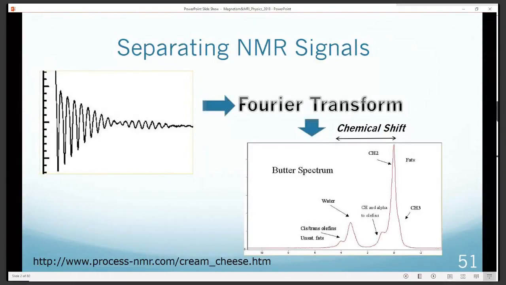And so you can separate signals from different frequencies, and NMR was first used to separate signals that had different chemical signatures. So here's the free induction decay signal, which has a very strong beat pattern. It's really two frequencies beating against each other. And you do the Fourier transform and you see it's mostly signal from fat, but there's also some signal from water. And this is from butter, actually.